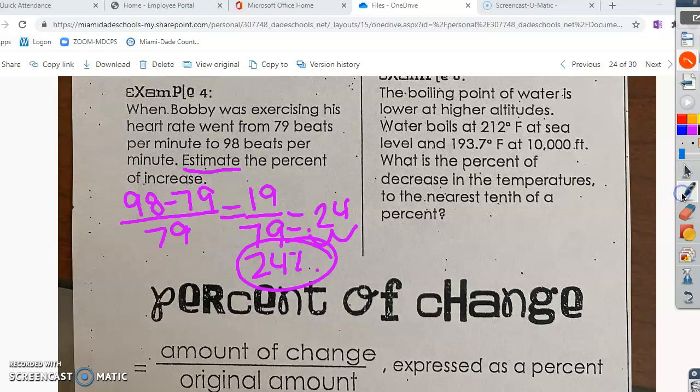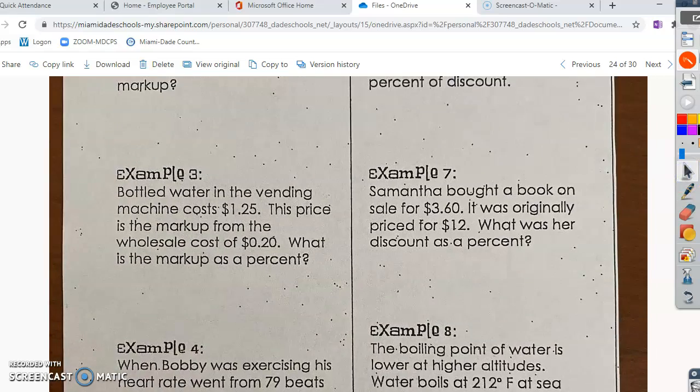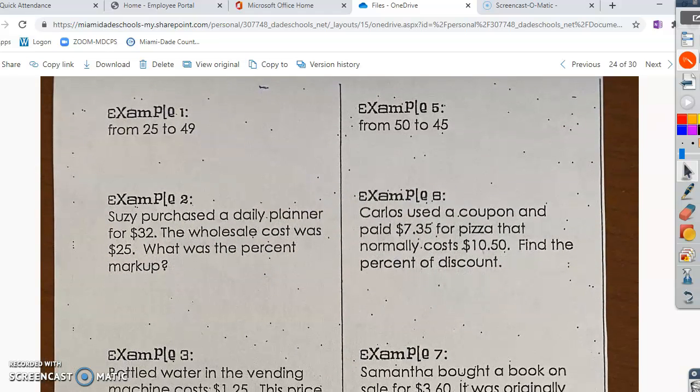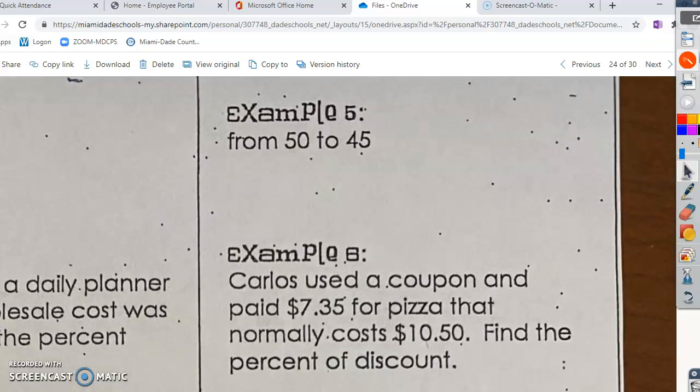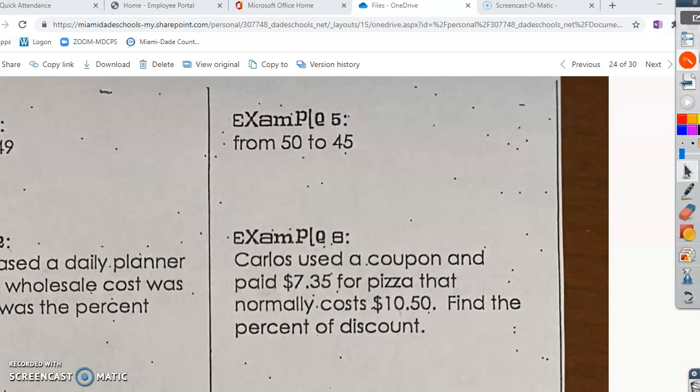Again, guys, please remember you do have the formula right at the bottom of your foldable. Today we are working with percent of change. Whether it's an increase or a decrease, we're still working with the same thing. Now, we're going to go ahead and move on to example number 5 here on the other side. And we have some nice problems. So we're going to go ahead and get started with percent of decrease on this side.